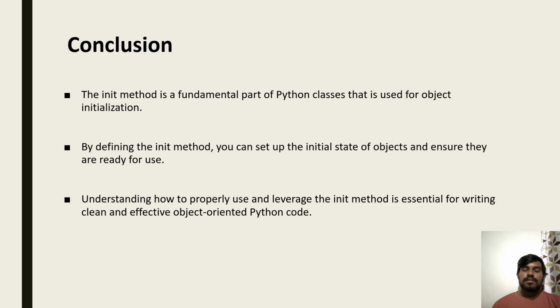Conclusion: the init method is a fundamental part of Python classes that is used for object initialization. By defining the init method, you can set up the initial state of objects and ensure they are ready for use. Understanding how to properly use and leverage the init method is essential for writing clean and effective object-oriented Python code.